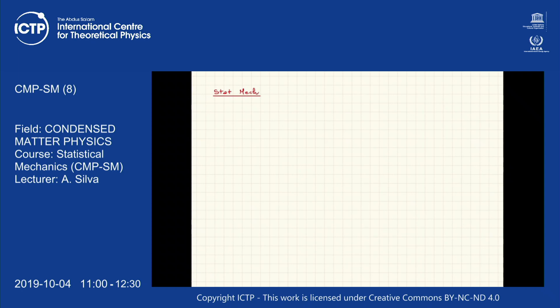Here we are. Okay, so we start with statistical mechanics. So let us start with statistical mechanics. What is the goal, the main idea? Statistical mechanics is essentially built on a single postulate, which is called the equal a priori probability postulate, which tells you the following. It's a very simple postulate.